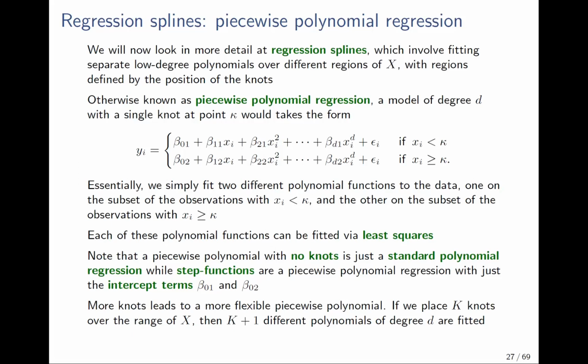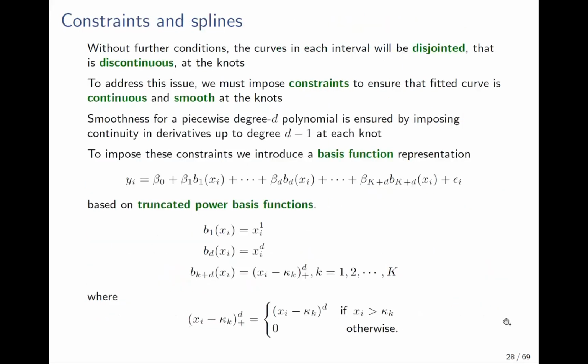Now, as we saw previously, more knots will lead to a more flexible piecewise polynomial. So if we place k knots over the range of x, then k plus 1 different polynomials of degree d are fitted. K plus 1, of course, because k knots creates k plus 1 intervals. So we're fitting a polynomial in each interval.